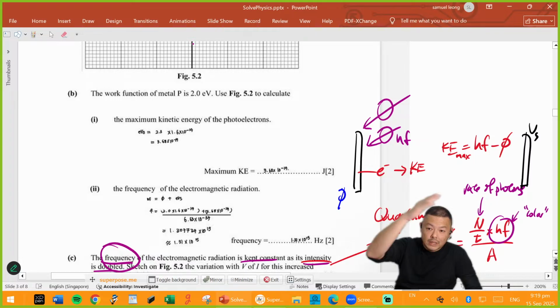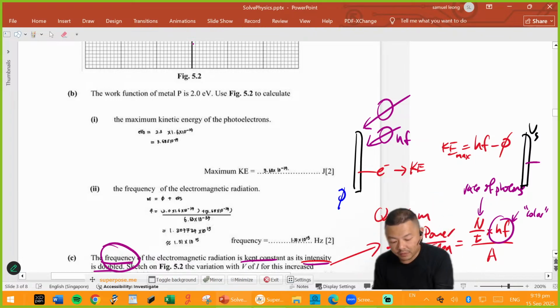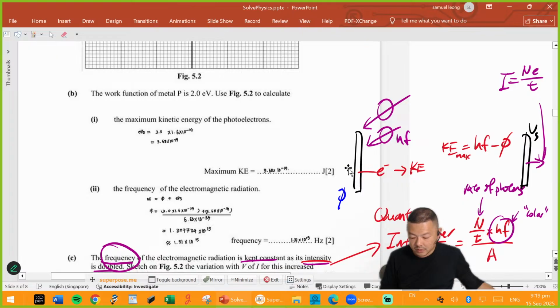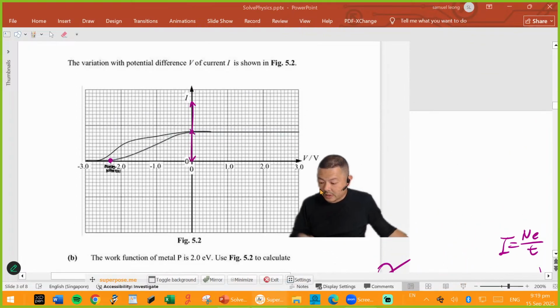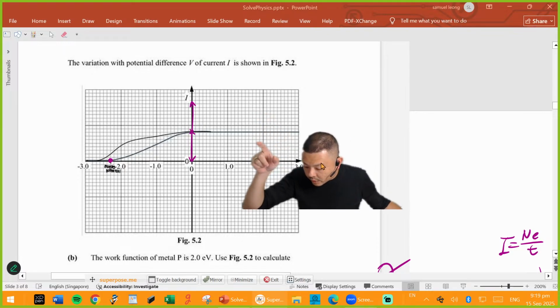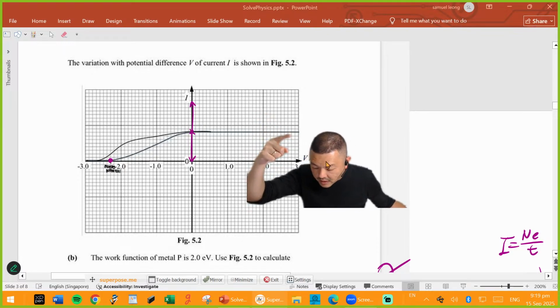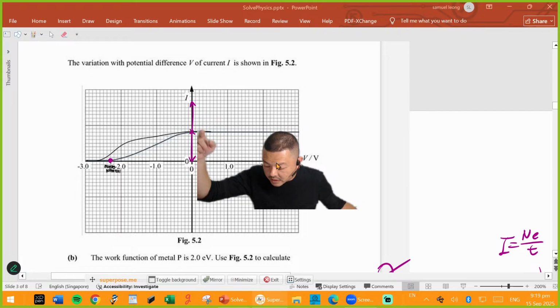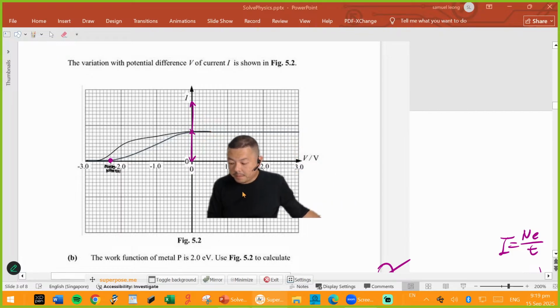So you will have 2 times the number of electrons, and therefore the current, I is equal to N E over T. You are doubling the electrons, so the saturation current will be doubled. It will go from, I believe, 8 units to 16 units. So somewhere around there.